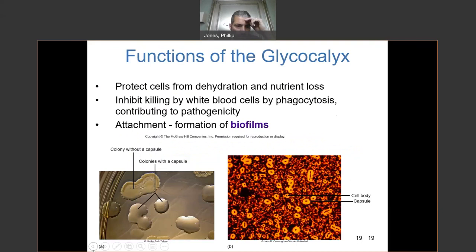Just aggravated. All right. So we'll be talking about biofilms, like the plaque on your teeth. They protect cells from dehydration and nutrient loss, inhibit killing by white blood cells and by phagocytosis, and help it become more pathogenic. What happens is the initial bacterium will attach to something with a slime layer, or let's just call it a slime layer capsule. It'll start fermenting things around it. When it ferments things around it, it changes the pH. It changes the external environment, and then another bacteria comes along that has a little niche market for that specific environment. It starts growing, and then it changes the environment for another one.